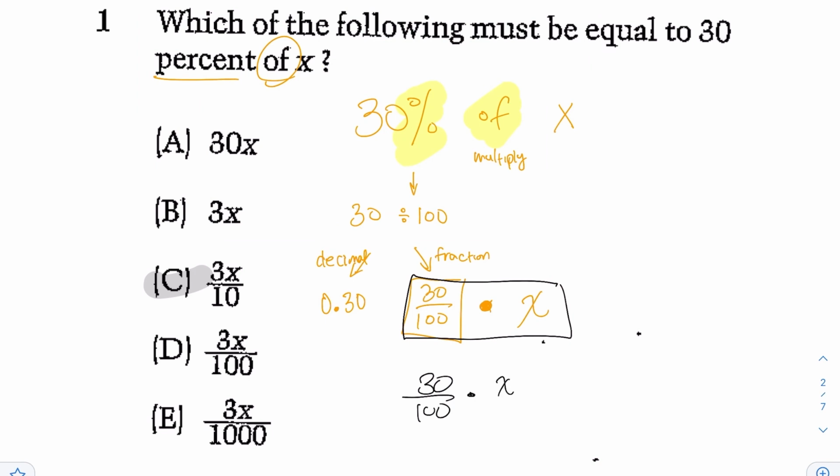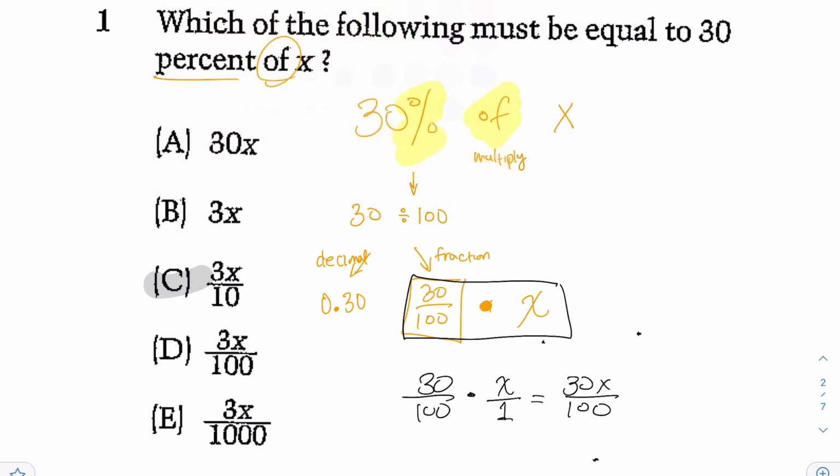Now x is a whole number. There's no denominator there, so you can actually write a denominator of 1. And when you simplify this expression, you'll multiply the numerator times the numerator, 30 times x, which will be 30x, and then 100 times 1 will be 100. So the answer is 30x over 100, and you can actually simplify as well.